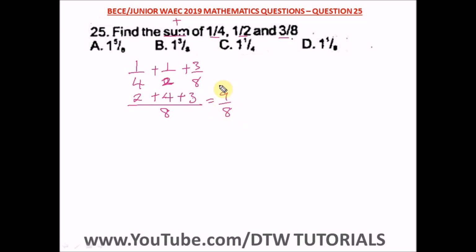Okay, so this is an improper fraction. We have to convert it to what? A mixed fraction. In converting to a mixed fraction, how many times does 8 go in 9? It's going to go 1 time, remainder 1 over 8. So this is our answer, 1 and 1 over 8. And our right option here is option D. Okay, this is 1 and 1 over 8. Not too clear, but this is 1 and 1 over 8.